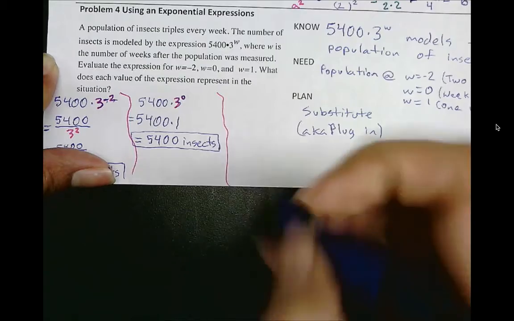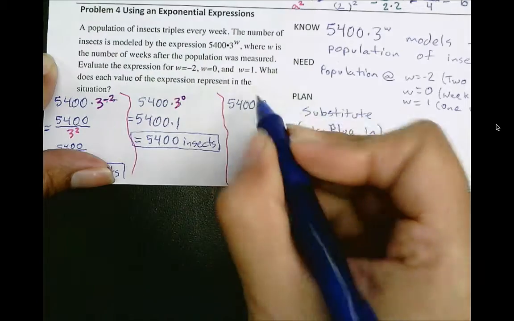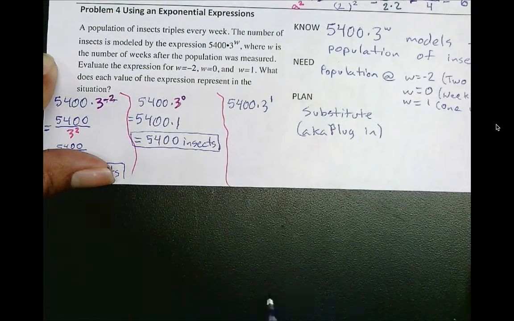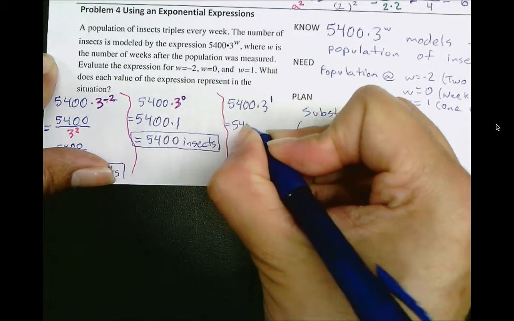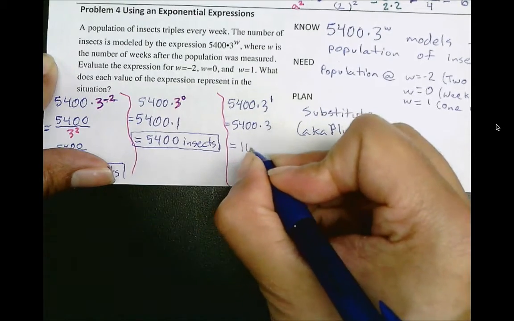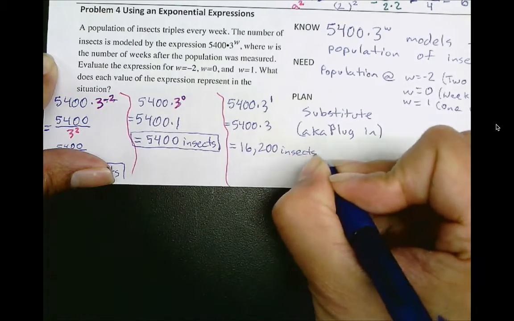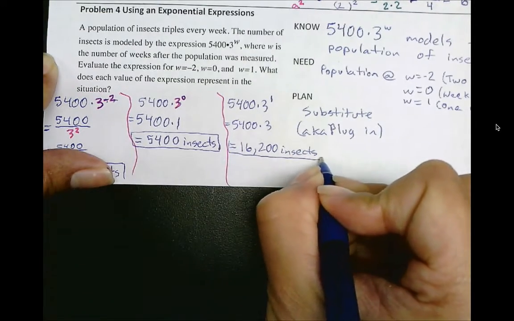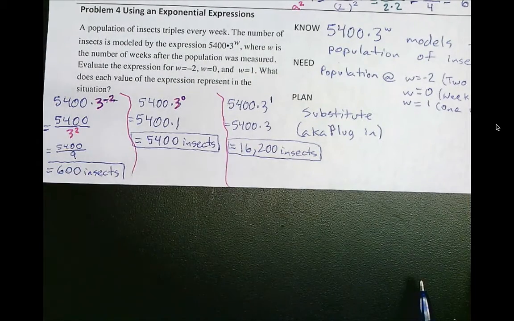Lastly, we go back to our original model, 5,400 times 3 to the power of 1. So anything to the power of 1 is itself. So this is equal to 5,400 times 3. And when you multiply this out, you get 16,200. And remember, we're talking about insects. So we have 16,200 insects 1 week after the original measurement. This is how you evaluate exponential expressions using the properties of zero and negative exponents.